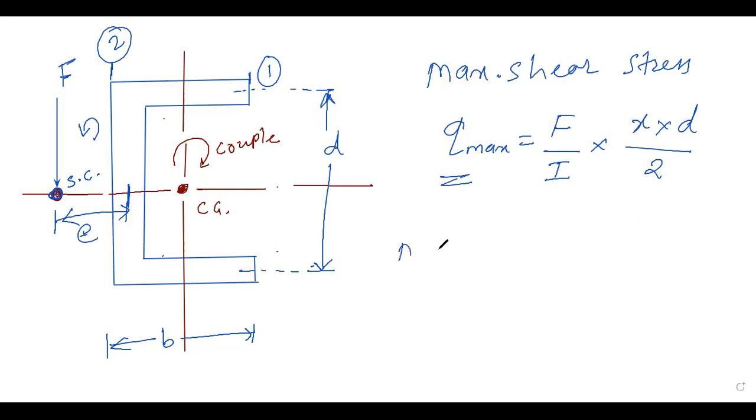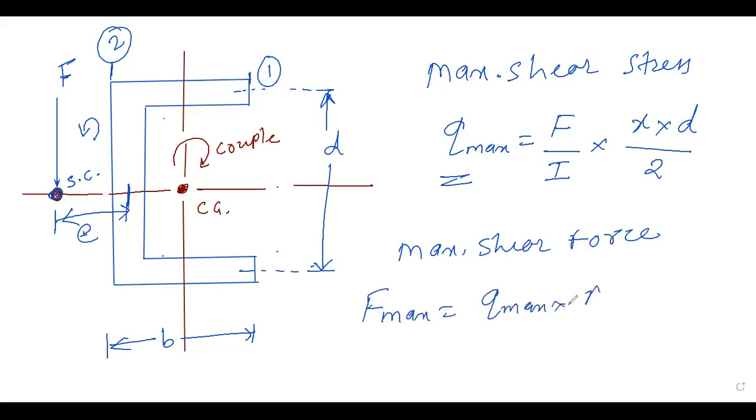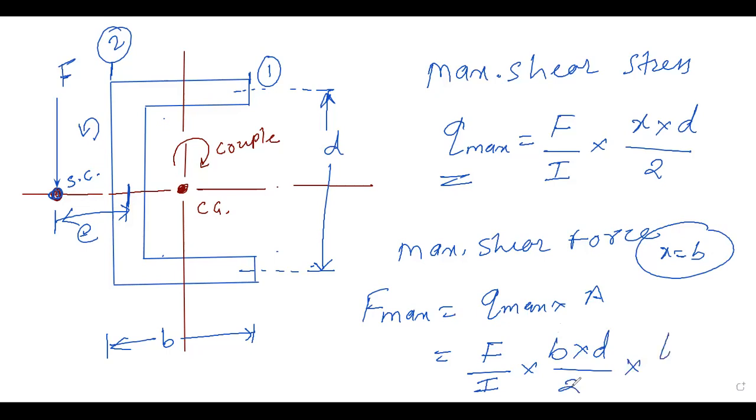If you consider the maximum shear force, stress multiplied by the area, so maximum shear force F max is equal to stress multiplied by area, Q max multiplied by area, which is equal to F by I into... I am putting X equal to B now. So D into B, X into B, that is B into D by 2, into area, thickness into width.